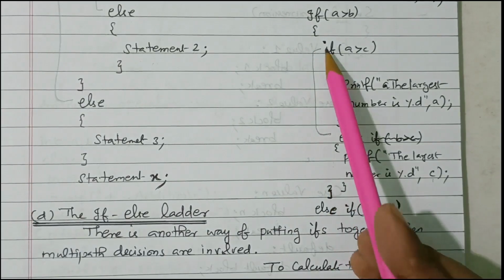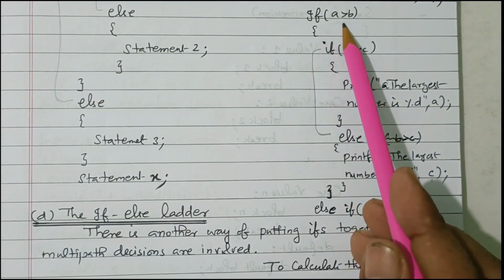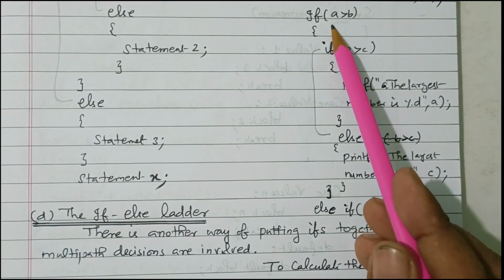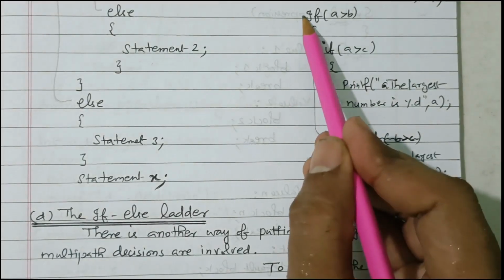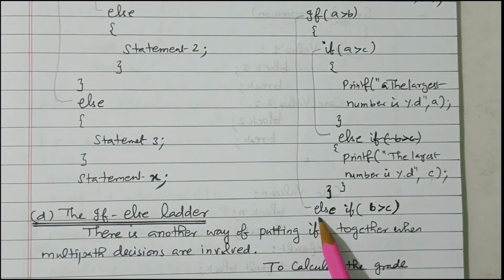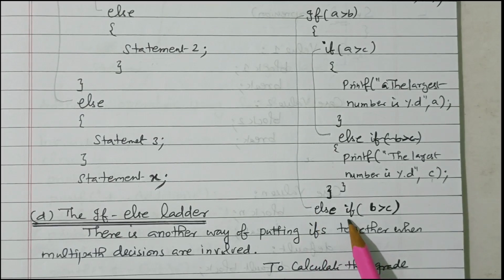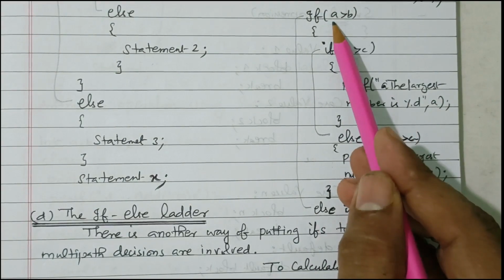Right. Suppose this first condition itself is false, if a greater than b. When it is false, a is lesser and b is greater, so automatically this condition will be false and it will go to the else part. It is available on the outer side. Else if, here we need to check one more condition. Here it is clear that b is the greatest so far, a is smaller.